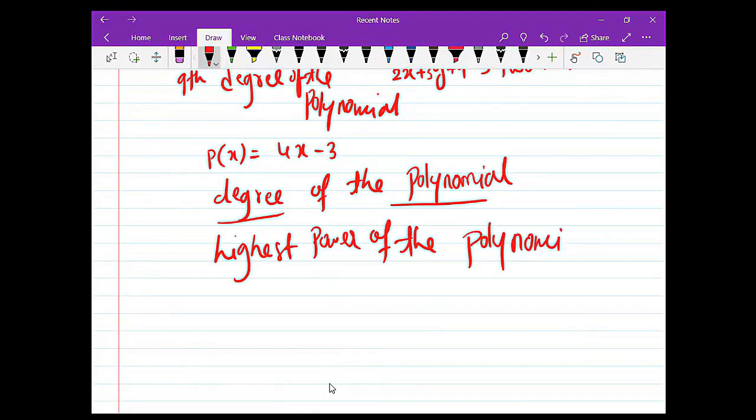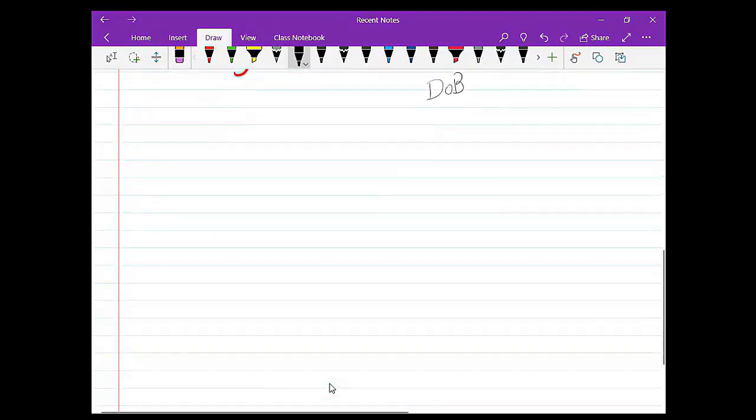Small things you have to learn carefully. The highest power of the polynomial. In this example, what is the power of the polynomial here? The variable is x, that's why the polynomial is in x. The power of the variable is 1 here. That's why the degree is 1. The degree of the polynomial is 1. How we write date of birth as DOB, like that I am going to write here degree of the polynomial. The degree of the polynomial is 1 here. See next examples.